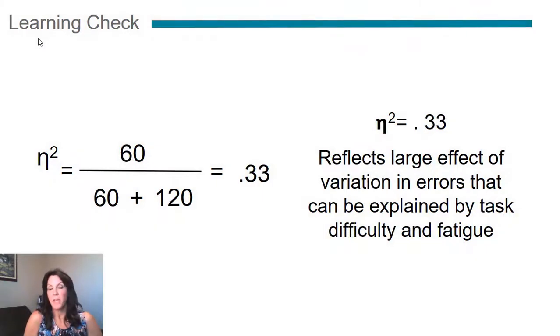So finally, we have the interaction, and the sums of squares for the interaction was 60. So eta squared is 60 divided by 60 plus the within sums of squares of 120. That gave us an eta squared of 0.33, and this also is a large effect of variation in errors that can be explained by the interaction of task difficulty and fatigue.